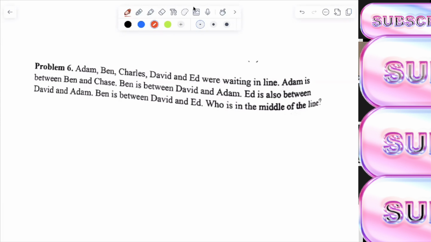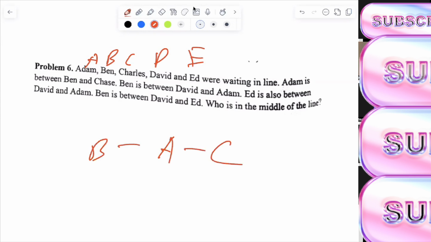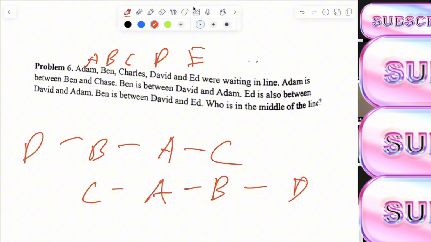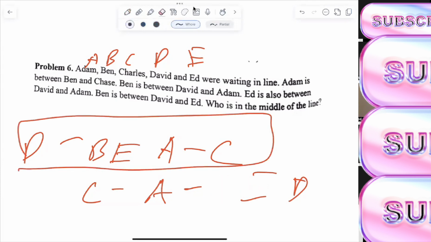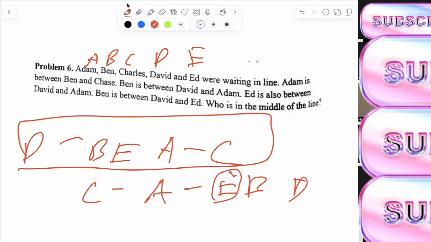Basically, let them be A, B, C, D, and E. A is between B and C, and we don't know what's between them. But we also know that B is between A and D. It can be either this case or that case. B is also between D and A, which means someone else is over here, and someone else is over here. And Ben is between Ed and David, meaning it's either this configuration or this configuration, meaning that Ed is the middle. So nice job for the people who got it right.